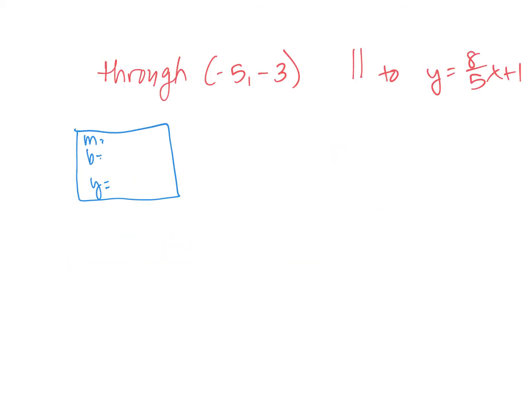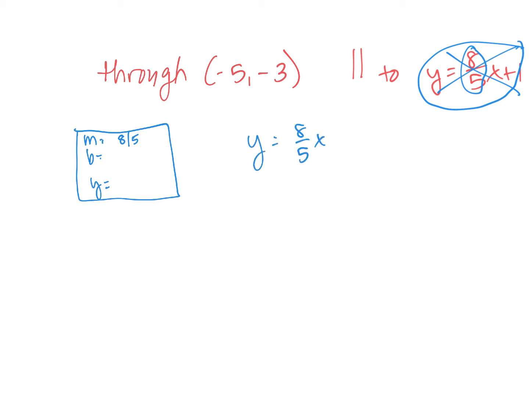Here, we're going to find the slope. Since it's parallel to this guy, we know the slope is 8/5. We're going to write 8/5 over here and cross this guy out. That's all we need off of that guy, his slope. Now we have y equals 8/5 x plus b, because that's the m, the slope. And now we use this point as an x and a y.